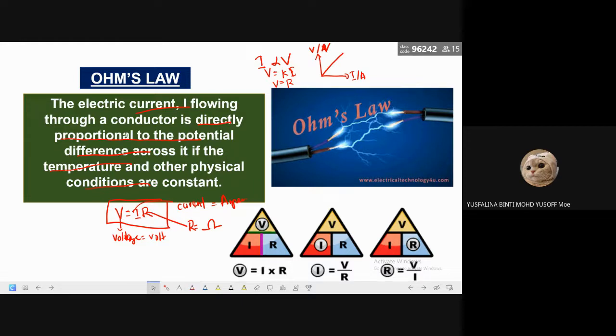So this is actually the triangle. If you want to find V, you can use I times R. If you want to find I, you can use V over R. If you want to find R, use V over I. Or you can just simply remember this formula, then arrange it back.